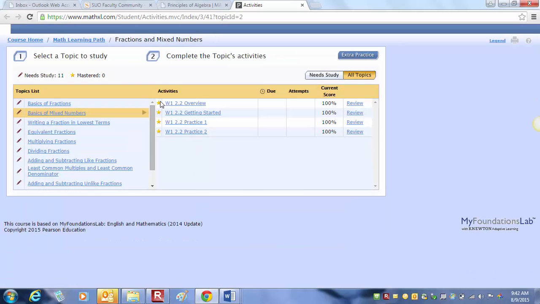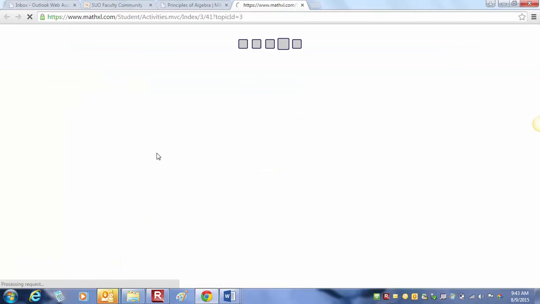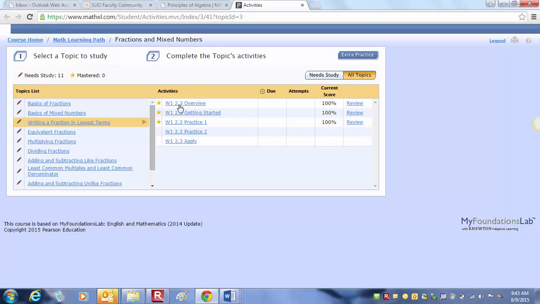So I did them all and I'm done with those 4 assignments. That's why I got all these stars. And then again, I'm done with all these 4 assignments. So I can exit out and then move on to the next one, write a fraction in lowest terms. So as you see, I've done only the first 3 assignments. Let's go ahead and do week 1 2.3 practice.